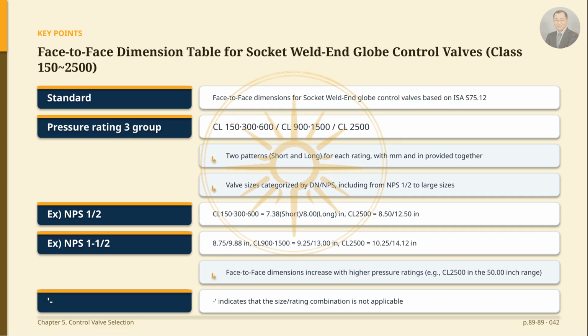Cells marked with 3 dashes indicate that the specific size and class combination is not applicable, so you must select only the applicable combinations from this table during piping design.